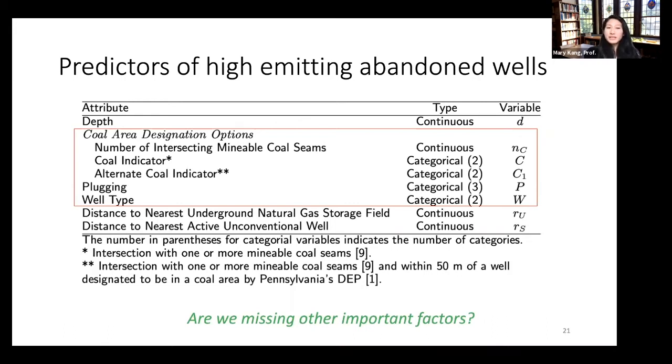We didn't find a significant relationship with depth, distance to nearest underground natural gas storage field, or distance to nearest active unconventional well. Having said that, it doesn't mean that those variables are not good predictors of high emitting abandoned wells, but we have a limited data set. But the other big question is, are we missing other important factors?